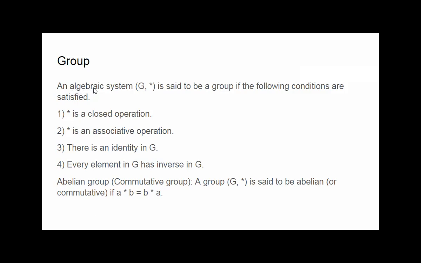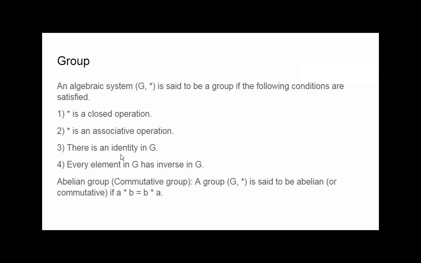What is here in the description of a group? An algebraic system G star is said to be a group if the following conditions are satisfied. This one we already discussed. Star is a closed operation. Star is an associative operation. There is an identity in G. The identity element will be there, and every element in G has an inverse in G. All the elements will have their inverse in that G. This is the added property for the group, the inverse property.